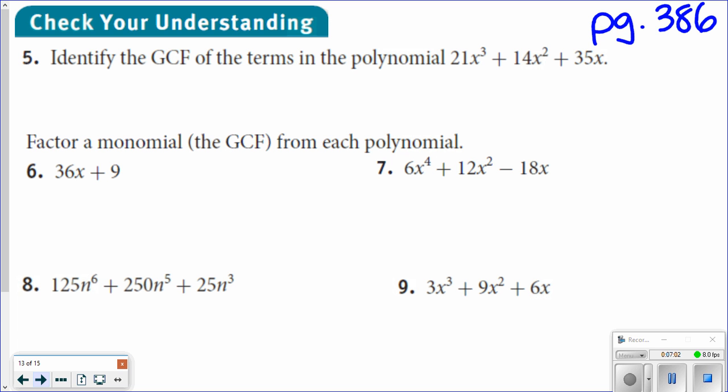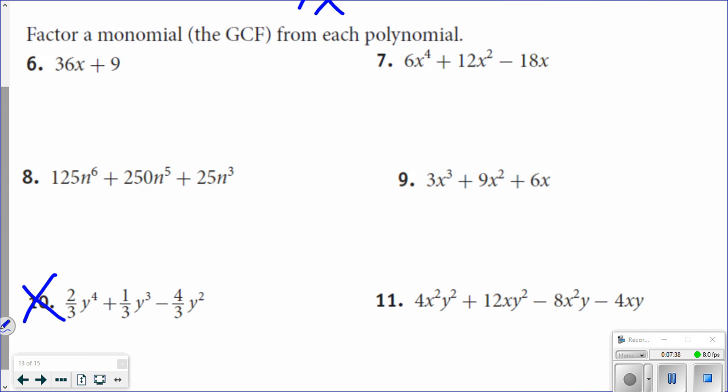Question 5 says identify the GCF, and that's all we're doing. So look at 21, 14, and 35. The smallest of those 3 numbers is 14, so start there. If 14 doesn't work, move smaller than that. And my answer is 7. And then let's look, we have x cubed, x squared, and x. So at most, they have 1x in common.